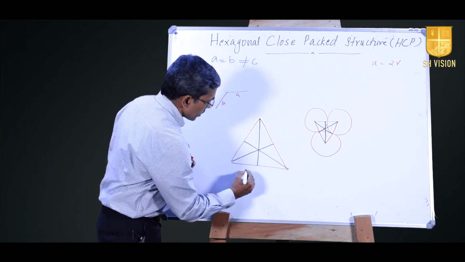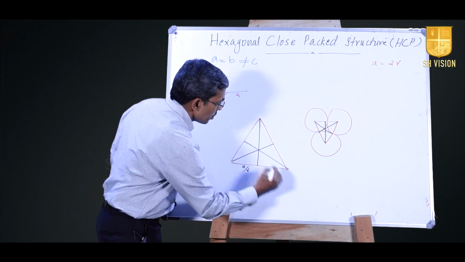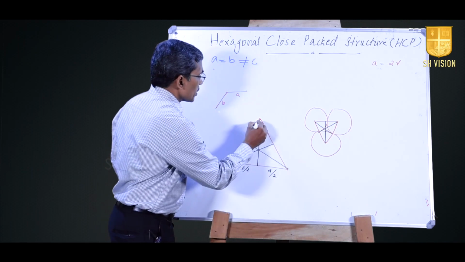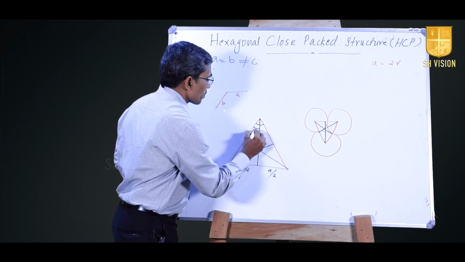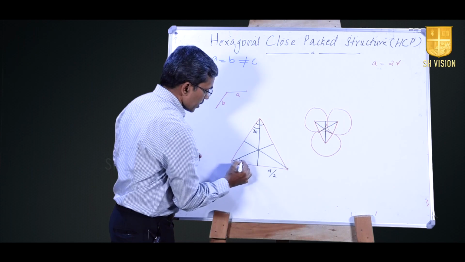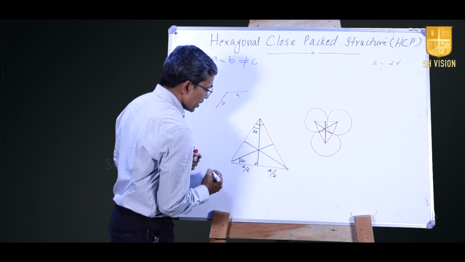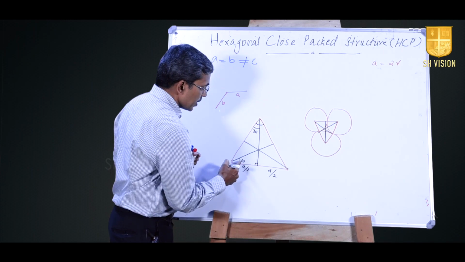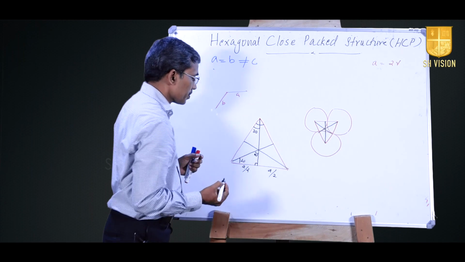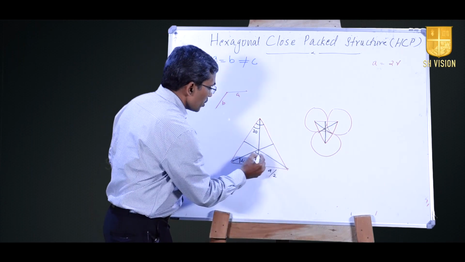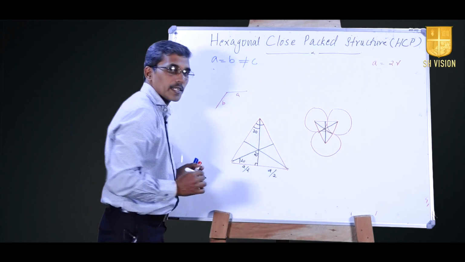In that case this is A by 2, this is also A by 2, this angle is 60 degree, therefore this angle is 30 degree. All these angles are 30 degree, and this angle is 90 degree, this angle is 30 degree, and therefore this angle is 60 degree. Because all these angles are identical, 60, 60, 60, 60 like that, so it is totally 360 degree.